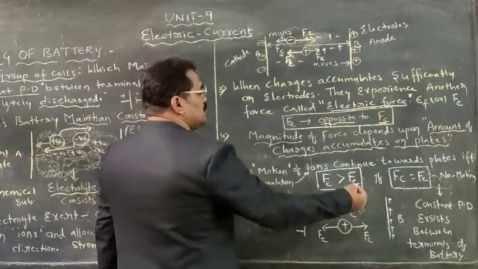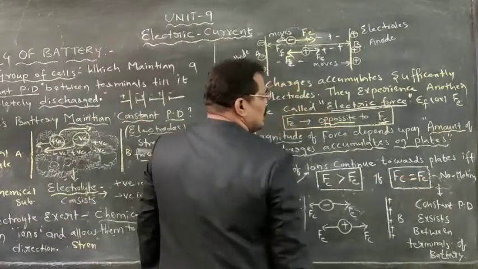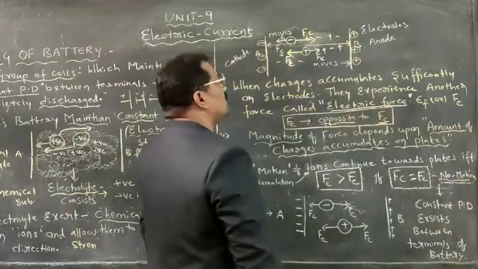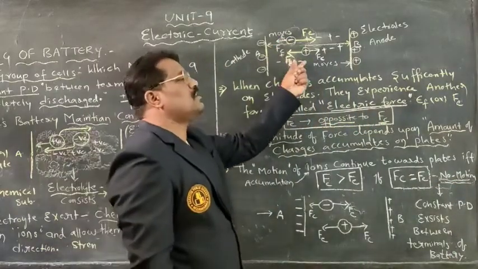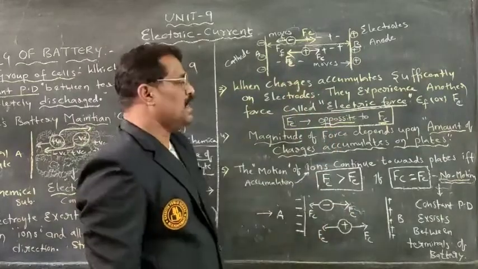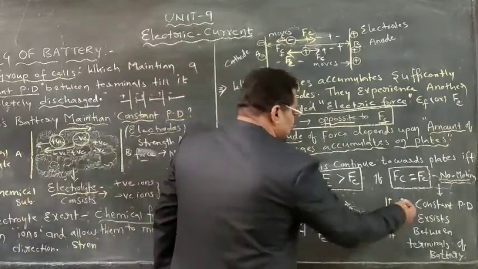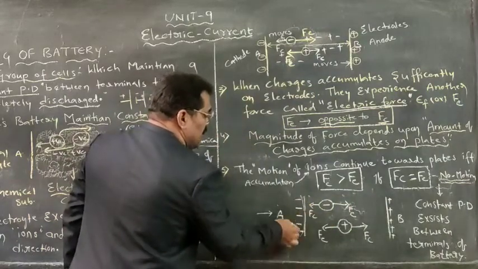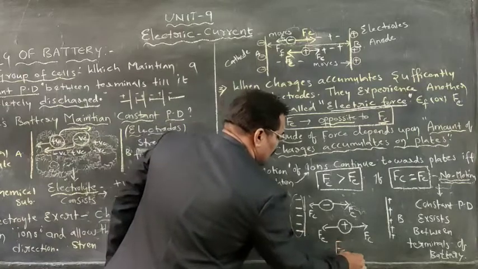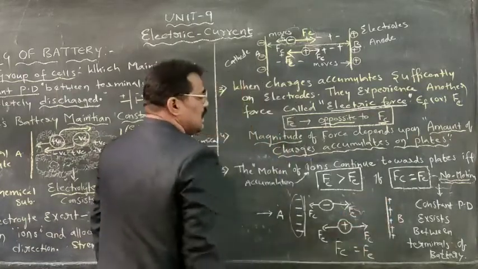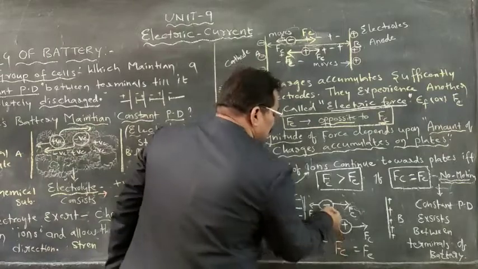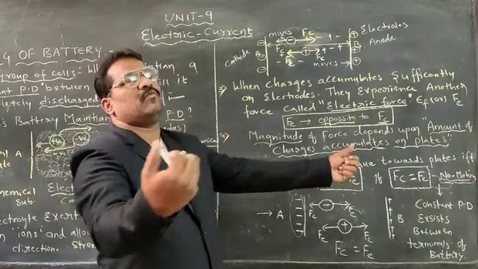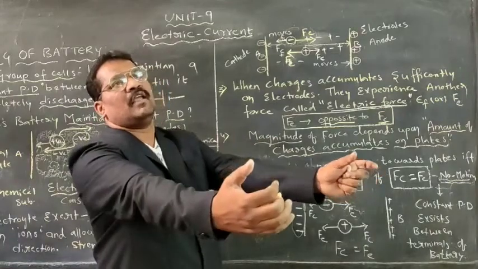If chemical force is equal to electric force, then what happens? We can see that the accumulation of ions, the positive ions as well, will be stopped. The motion of ions takes place in such a way that when the accumulation of charge reaches the point where chemical force is equal to electric force, the charges or ions existing within cannot move. They will remain constant.